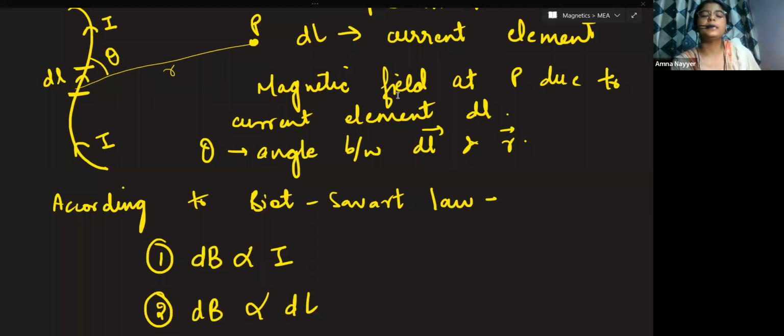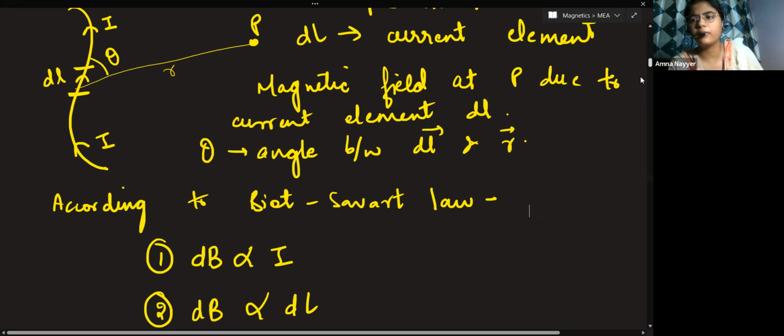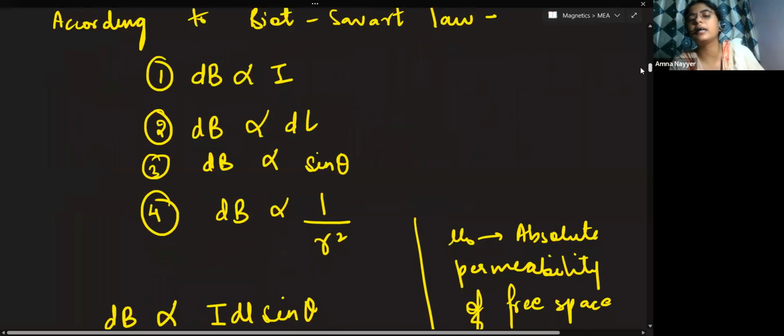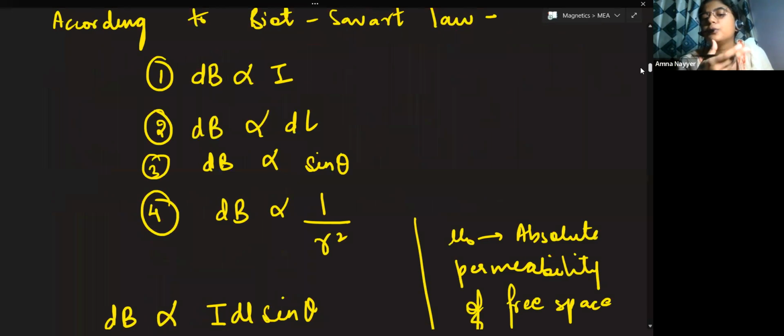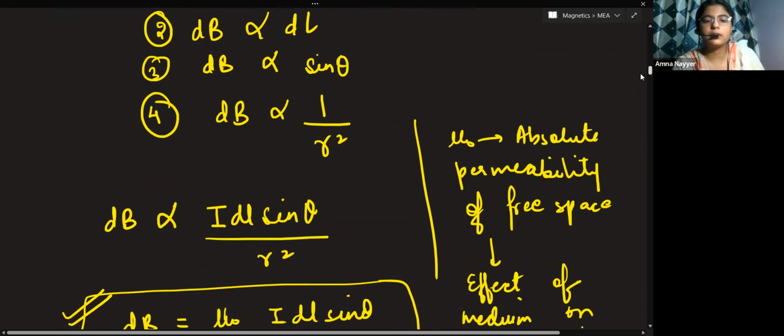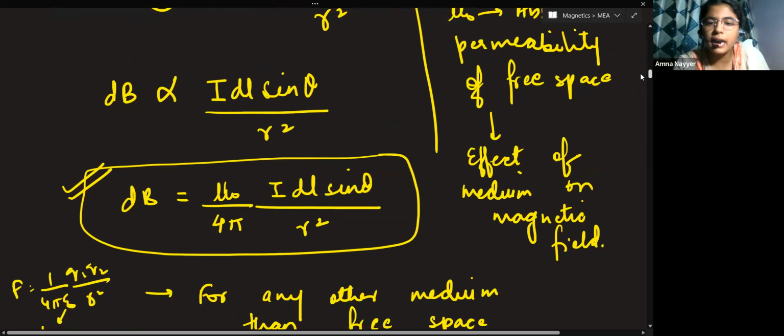So, in the last class, we had started with Biot-Savart's law. The formula was simple, straightforward. Magnetic field depends on the current element, the sine of the angle made between the current element and the position vector, and is inversely proportional to the square of the position vector of that point. So the main formula becomes mu naught by 4 pi, I dl sine theta by r square.